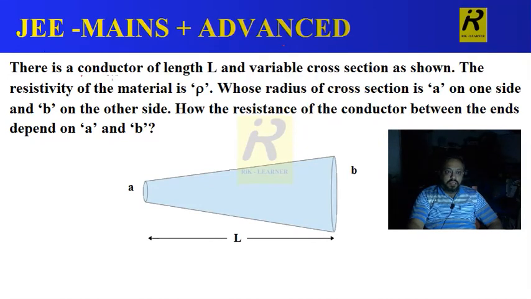The question is, there is a conductor of length L and a variable cross section as shown. The resistivity of the material is rho, whose radius of cross section is A on one side and B on the other side. How does the resistance of the conductor between the ends depend on A and B? So, you are looking at this picture, whose length of the conductor is L. The radius of cross section on this side is A and on this side the radius of cross section is B. This is the given picture.